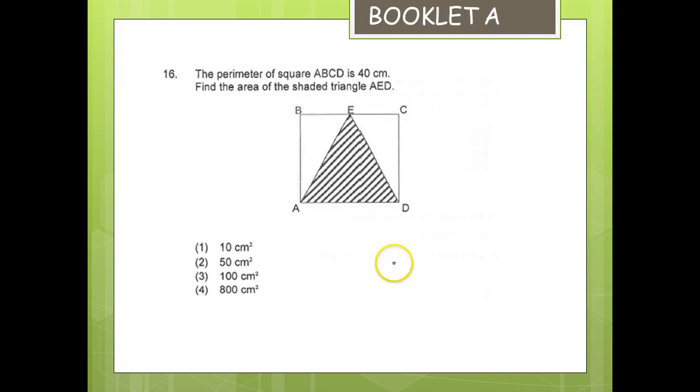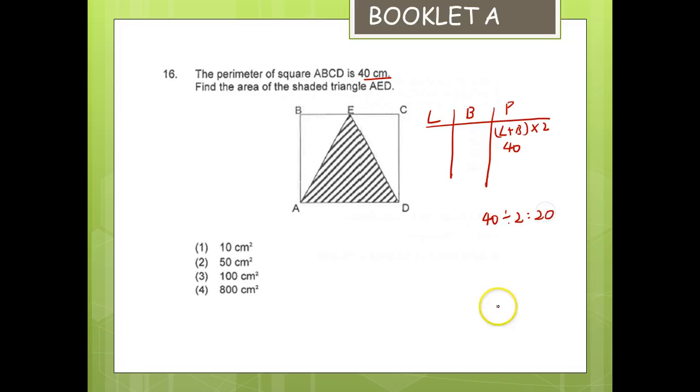16. The perimeter of the square is 40 cm. Find the area of the shaded triangle. So now I know, can you remember? This is my length, my breadth, my perimeter. How do I find perimeter? Perimeter is length plus breadth times 2. So my perimeter is 40. So first I take 40, divide by 2, which is 20.